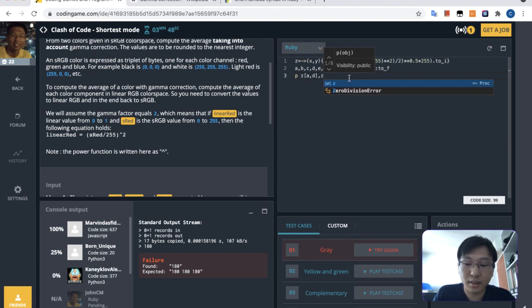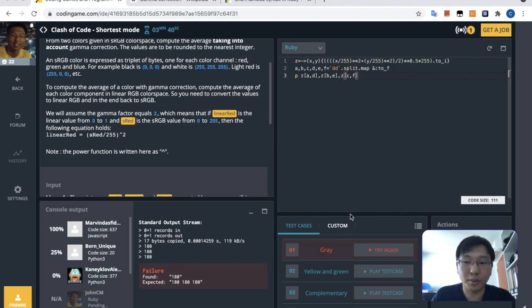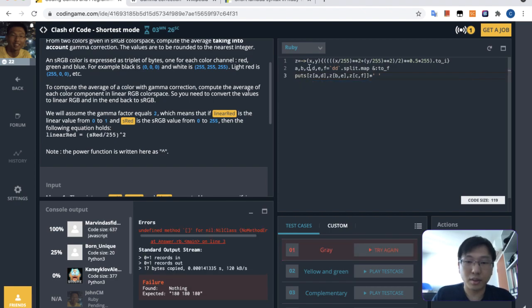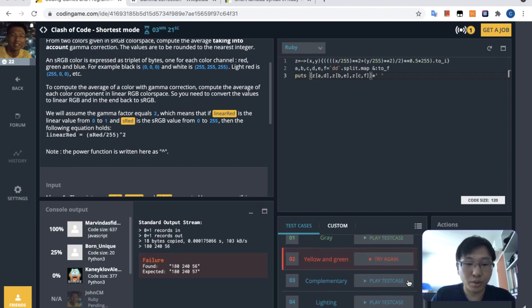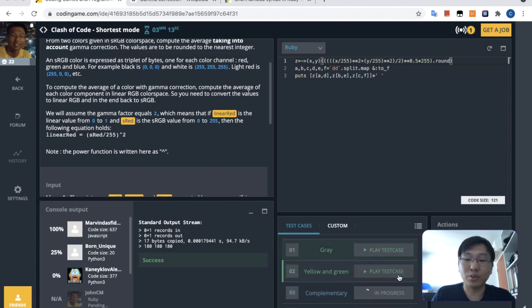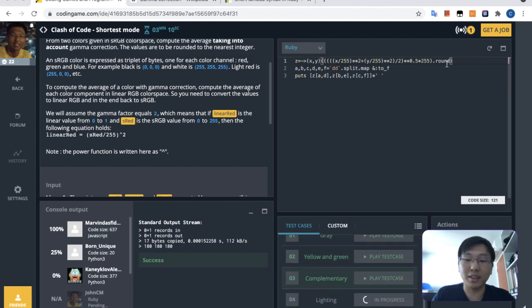Z A D, Z B E, Z C F. Yeah, I'm not sure whether I can shorten it even more, but I think as of now it's pretty short already. We can put all this in a bracket and then join it by space like that. Okay, so this will be a puts. Oh, I cannot put the bracket here like that. Oh no. Okay, so it's not to_i. Maybe it's rounded down instead. It's round to the nearest integer instead of truncating the integer. We round it down.